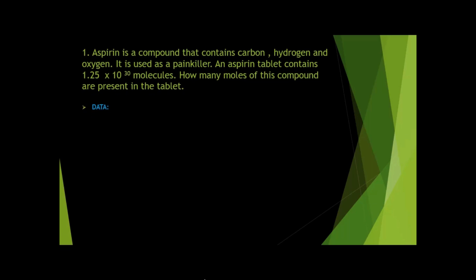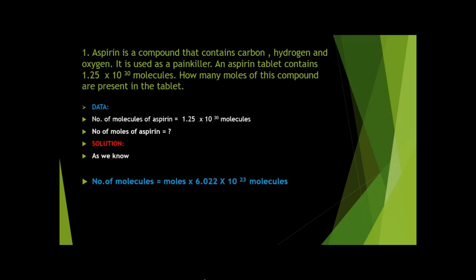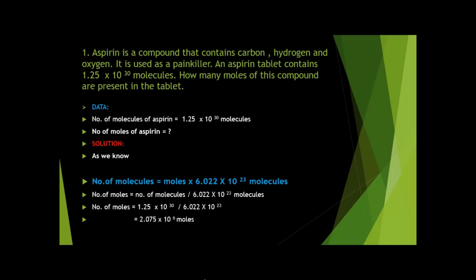Okay, let's see. Data. The number of molecules of aspirin is equal to 1.25 × 10^30 molecules. And number of moles of aspirin, we don't know. So solution, as we know, just apply the formula. Number of molecules is equal to moles into 6.022 × 10^23 molecules. Now our formula becomes like that. Number of moles is equal to number of molecules divided by Avogadro's number. Now just put the values. Number of moles is equal to 1.25 × 10^30 divided by 6.022 × 10^23. We get the answer 2.075 × 10^6 moles of aspirin.